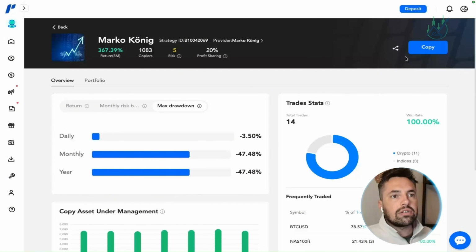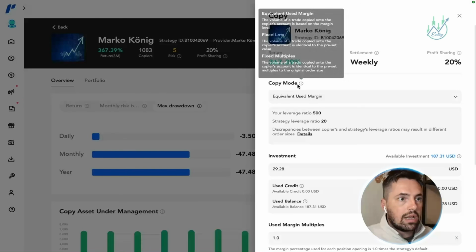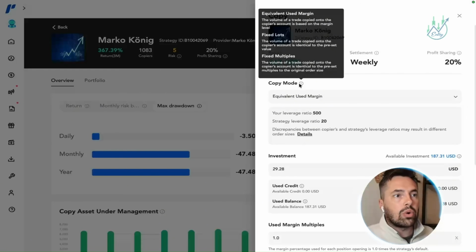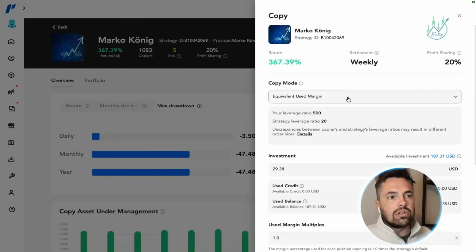So if I wanted to copy him, I just click copy and then the copy mode. Equivalent used margin: the volume of a trade copied onto the copier's account is based on the margin level. Fixed lots: the volume of a trade copied onto the copier's account is identical to the preset value. And then fixed multiples: the volume of a trade copied onto the copier's account is identical to the preset multiples of the original order side. So we're just going to use the equivalent used margin.